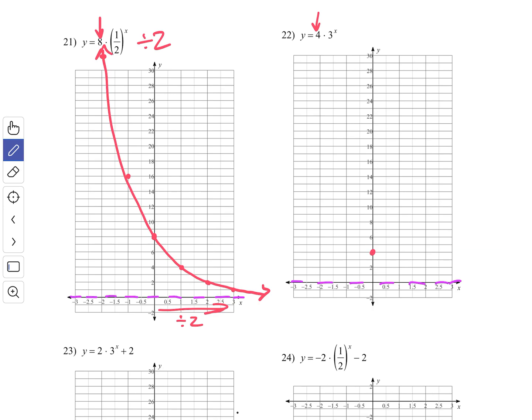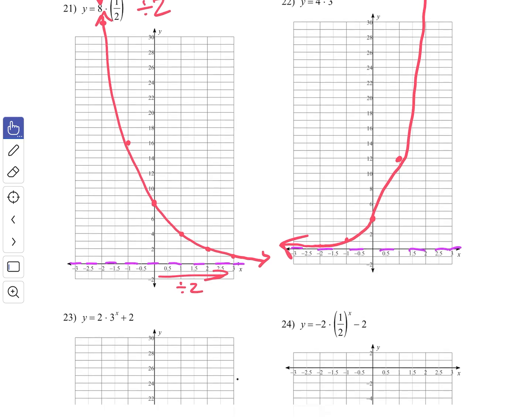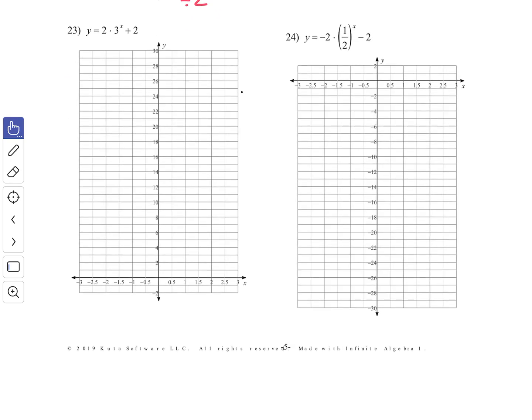22, start at 4. Timesing by 3. 4 times 3 is 12. 12 times 3 is 36, somewhere up there. Going backwards, 4 divided by 3 would be like 1 1/3. And dividing by 3 would be somewhere down here, so we're definitely starting down low and then climbing up pretty high. All right? Okay. Now let's talk about 23 and 24.